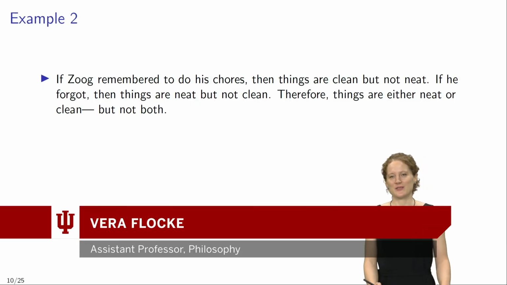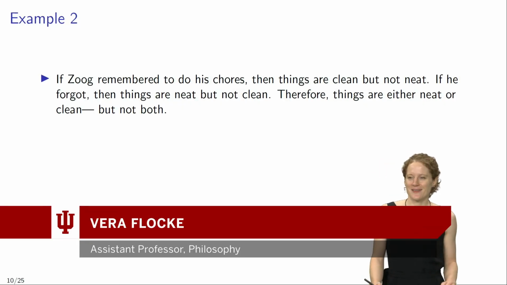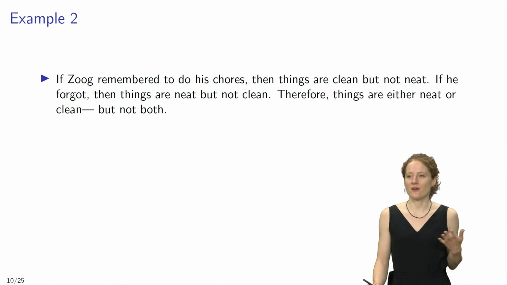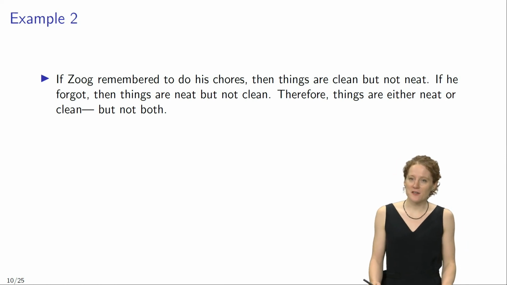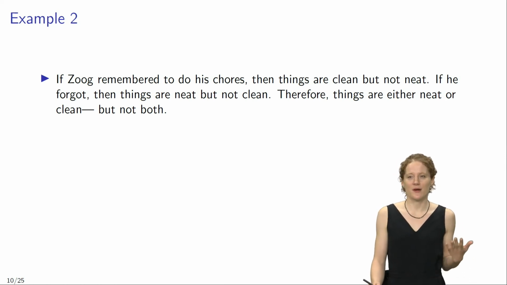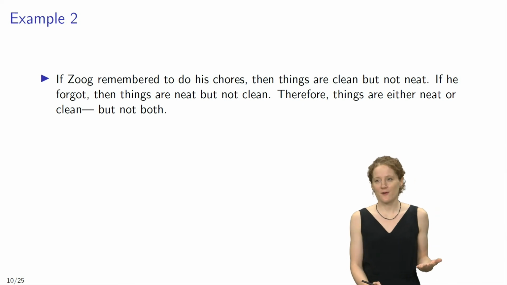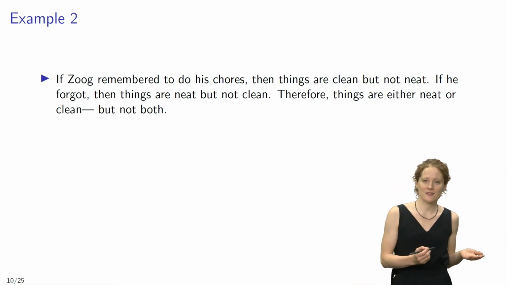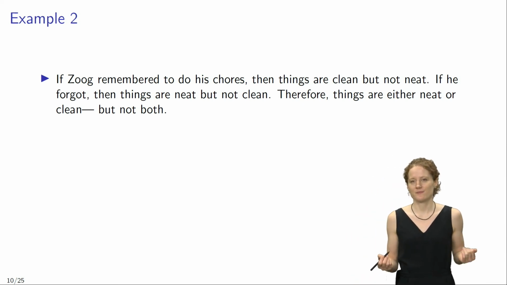Here's example 2. Consider the following argument. If Zug remembered to do his chores, then things are clean but not neat. If he forgot, then things are neat but not clean. Therefore, things are either neat or clean but not both.